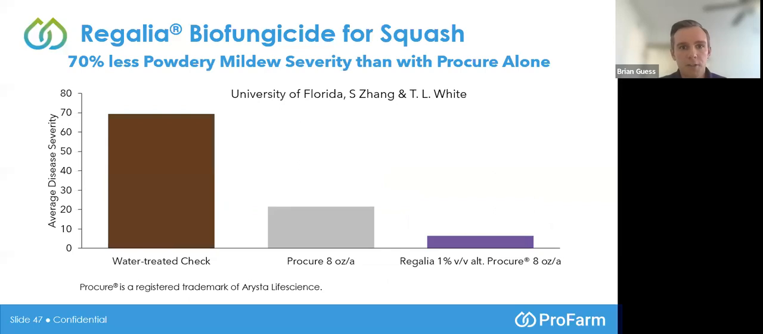Moving on to squash with the University of Florida. Also, we targeted powdery mildew. On the y-axis on the far left of the screen, average disease severity is the measurement. The brown column, water treated check, so disease was present in the field. We did Procure at 8 ounces standalone. And then we did a Regalia alternated with Procure rotational spray that offered substantial control, about 70% less powdery mildew in this trial, alternating Regalia in with a Procure treatment.